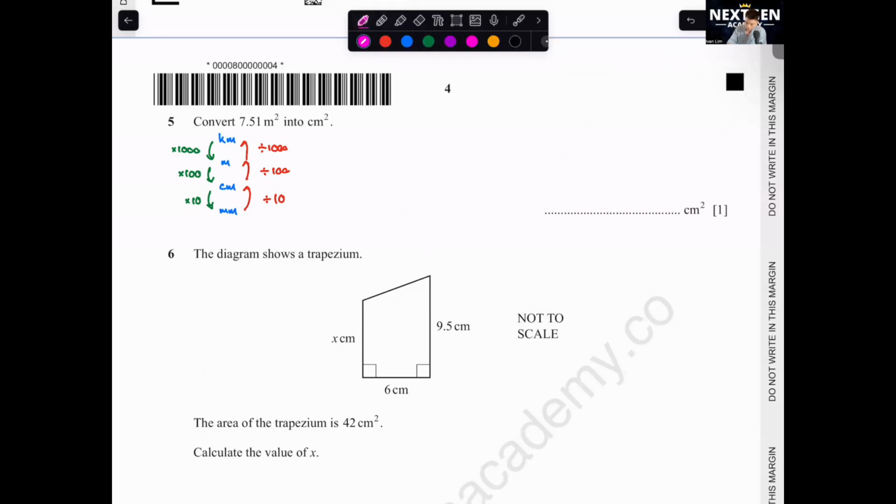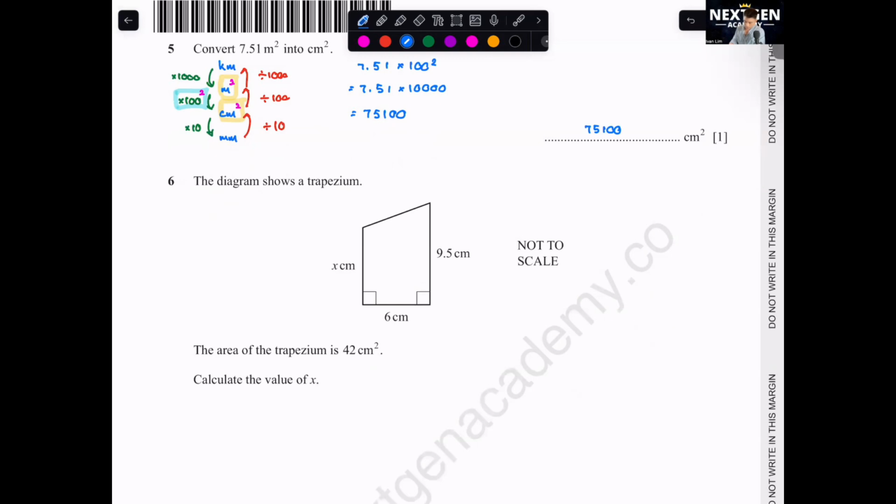Since this is area, they want us to change meter square to cm square. All you need to do is add square to the conversion here. So we are looking from here to here, which we need to multiply by 100 square. So we take 7.51 times 100 square, which is 10,000. You just need to move your decimal point to the right by 4 places. So it'll be 75100 cm squared.